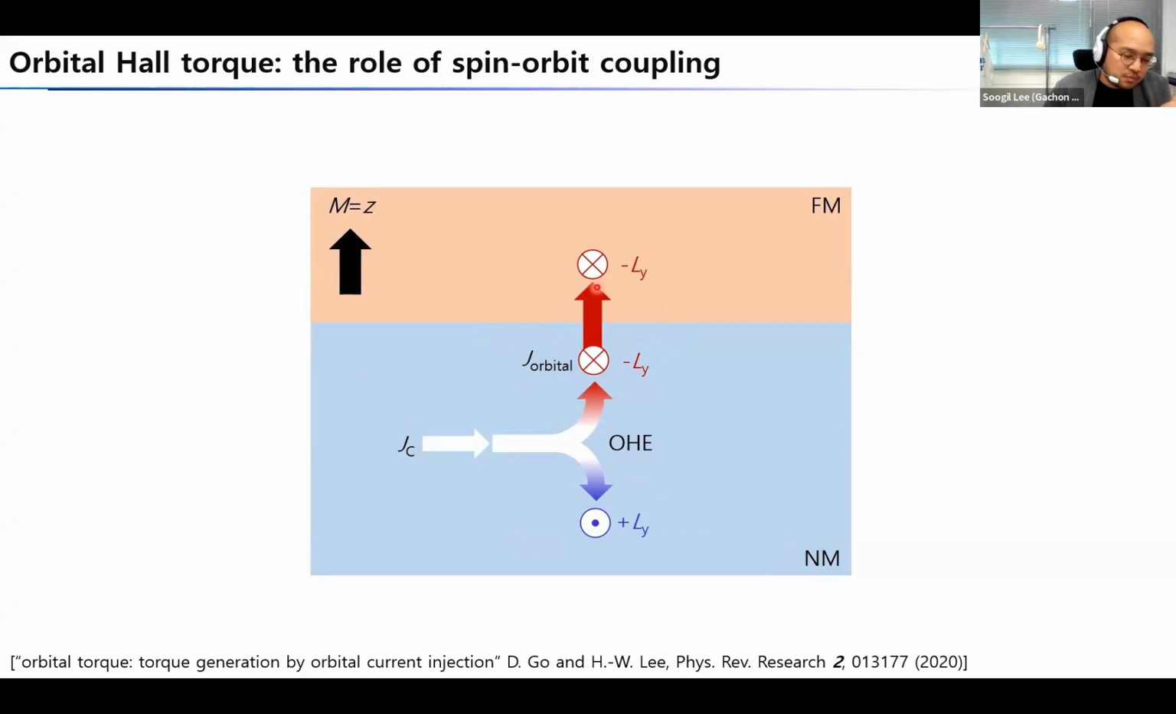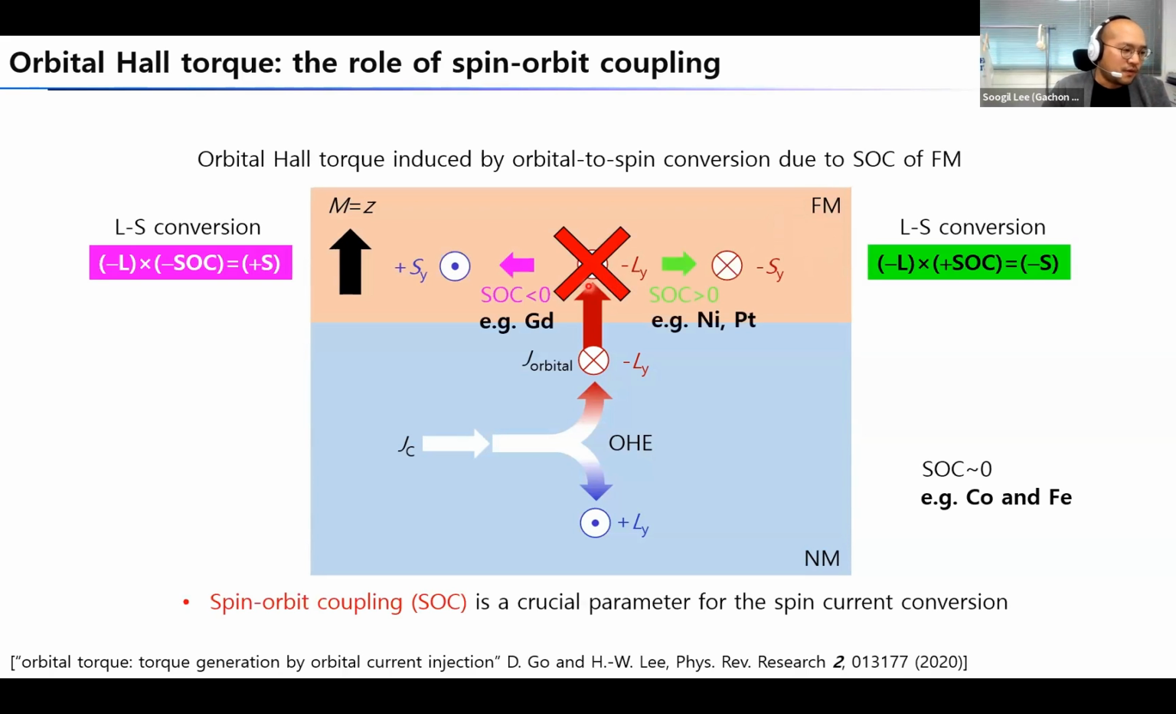However, to exert spin orbit torque from this injected orbital current, the orbital to spin conversion process is essentially required, because orbital angular momentum cannot directly exert the spin orbit torque on the ferromagnet's spin angular momentum. Why is it impossible? The main reason is that there is no direct exchange interaction between orbital angular momentum and spin angular momentum. The spin orbit coupling of the ferromagnet can serve as the orbital to spin conversion source. And the important point is that this conversion process can change the sign of the total spin orbit torque in this system.